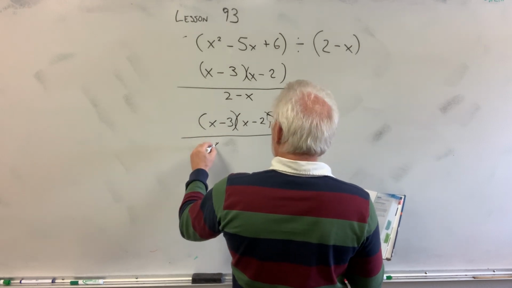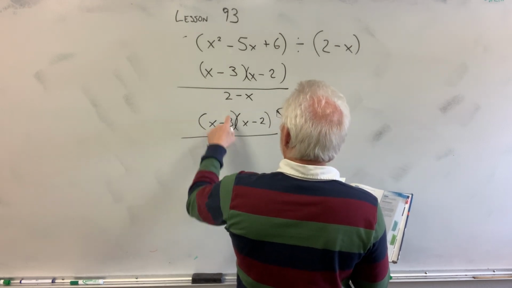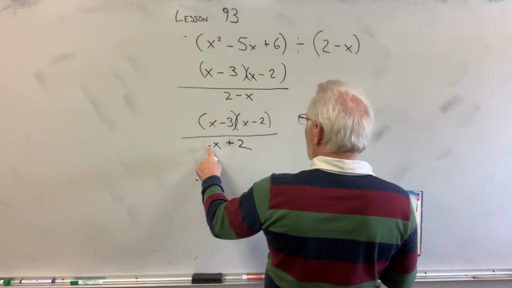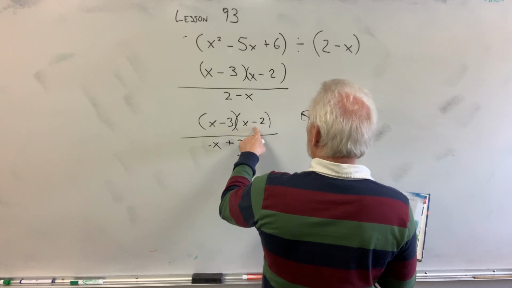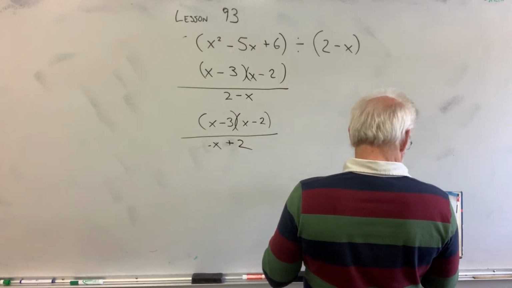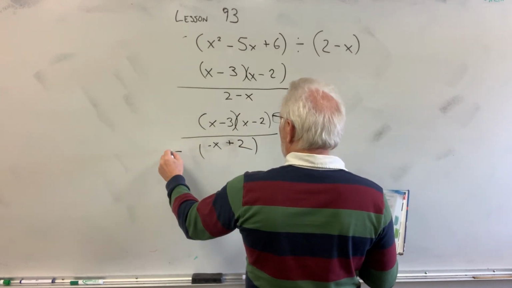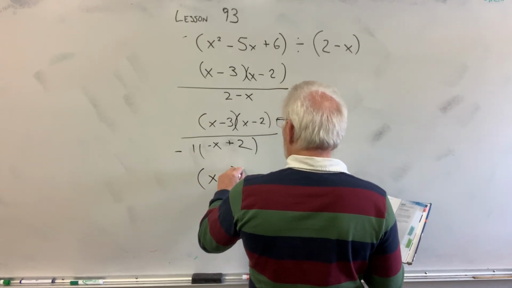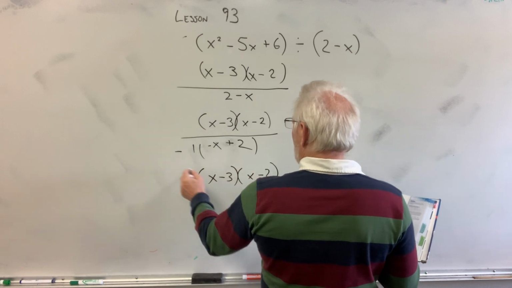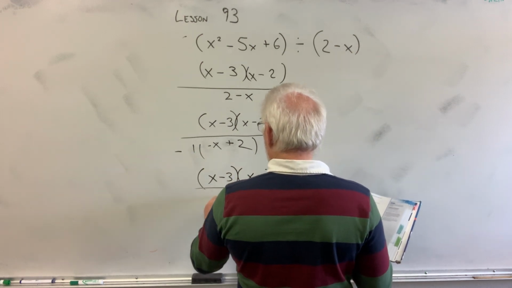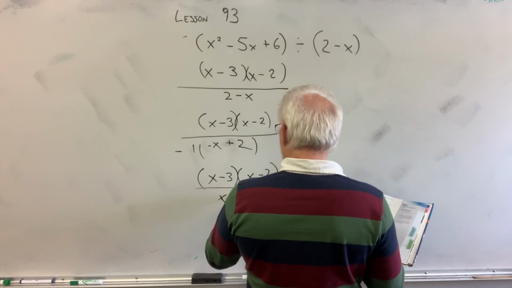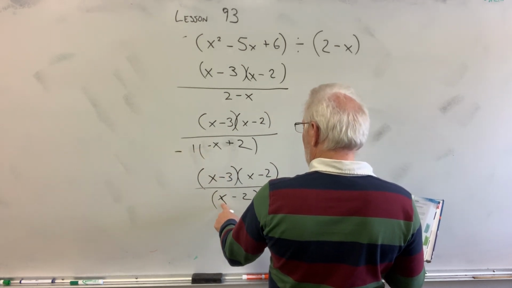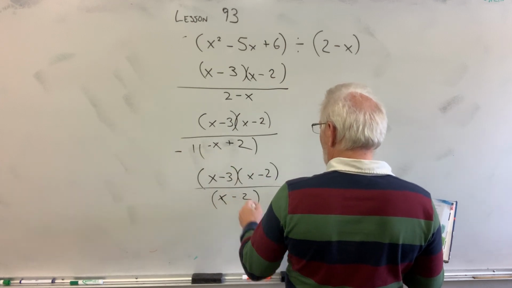And then we get the negative x. The negative x goes in front and then plus 2. Now we have it in the right order. But again, I still don't have the same thing as here. So this is where you're going to go in and multiply it by a negative 1. We get x minus 3, x minus 2, and down here we're going to get over x minus 2, because the negative 1 times the x gives me x, negative 1 times 2 is minus 2.